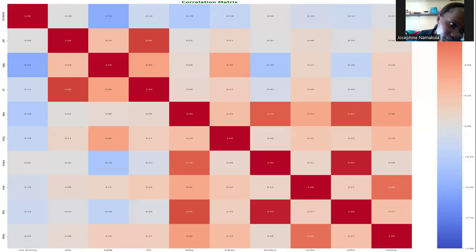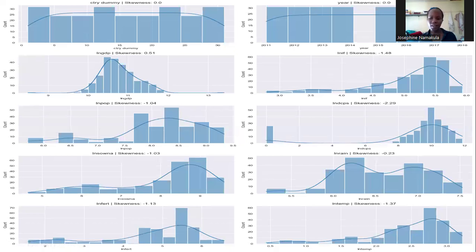I cannot see the variables clearly, but you can see that this variable here is highly correlating with this variable here. These ones which are running diagonally are correlating with themselves. This variable here is negatively correlating with this variable down here, meaning they have no correlation or connection at all. So when I move to the next slide, I find the histograms with the kernel density.